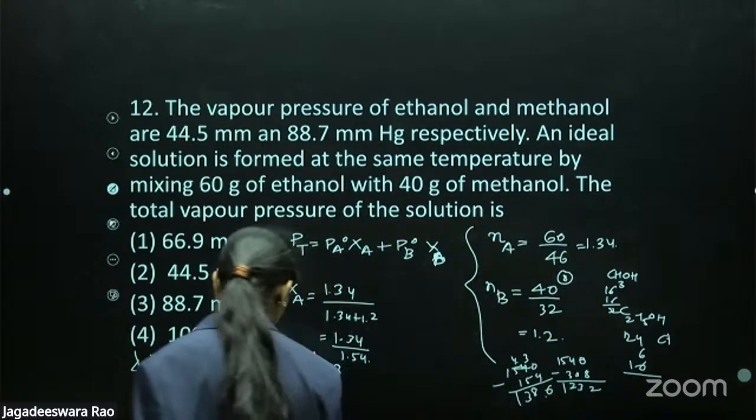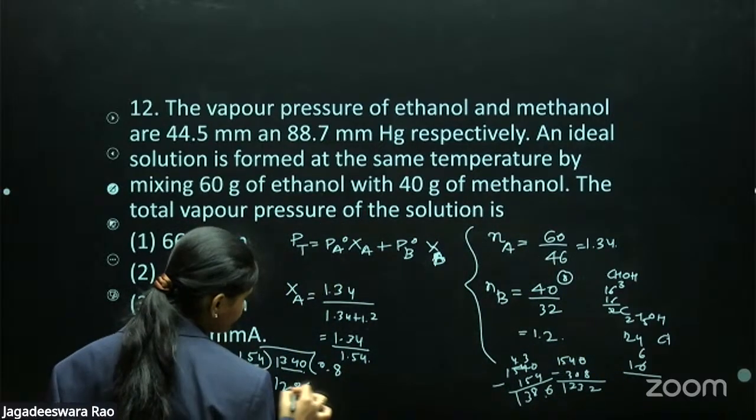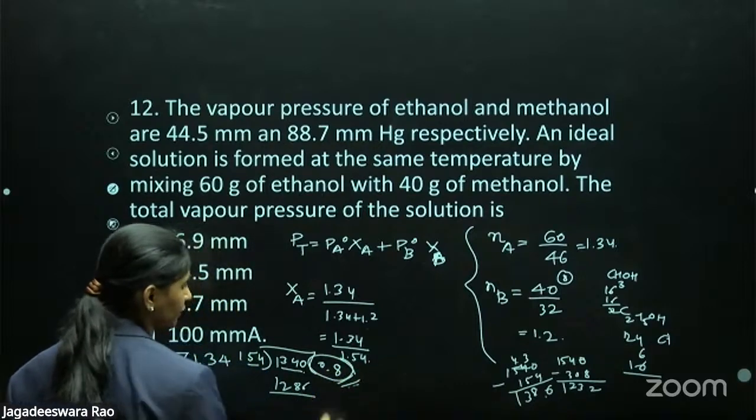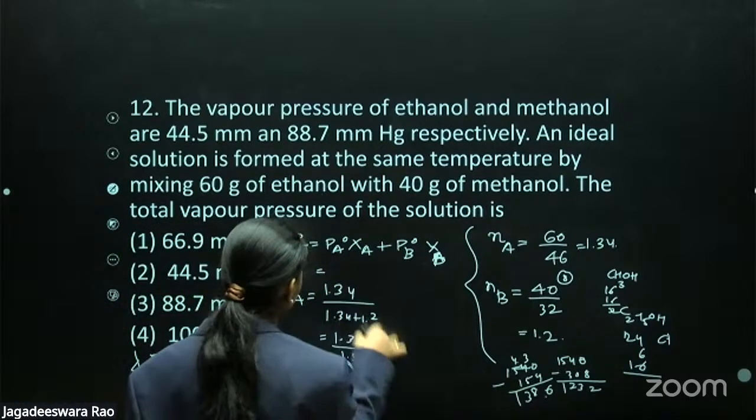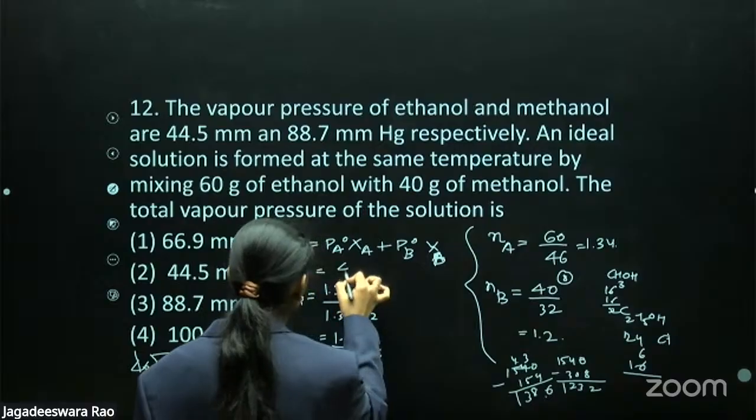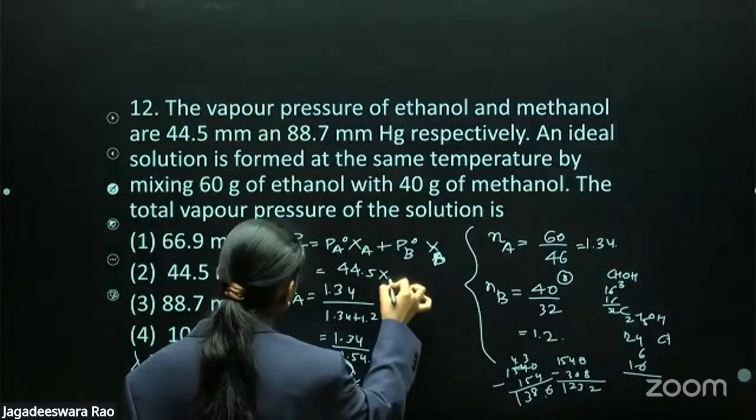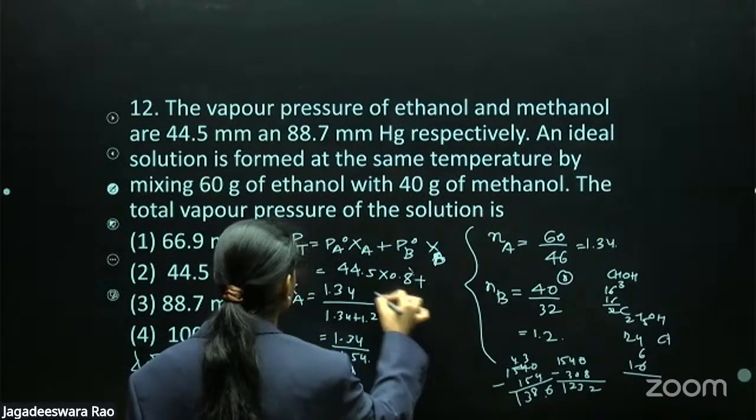I got 1232. Check whether you also got the same thing. Yeah, 0.8, I got 0.8. If XA is 0.8, then XB will be 0.2. So now we'll multiply 44.8 into 0.8 plus 1 minus 0.8.